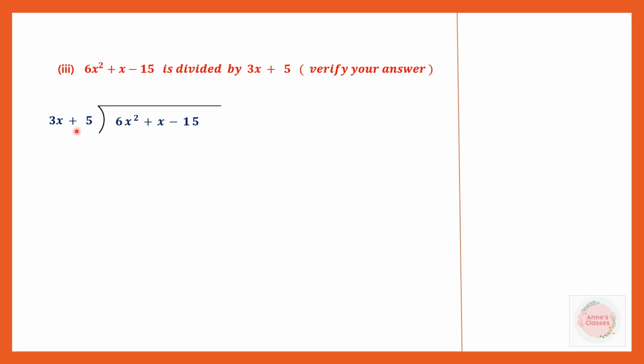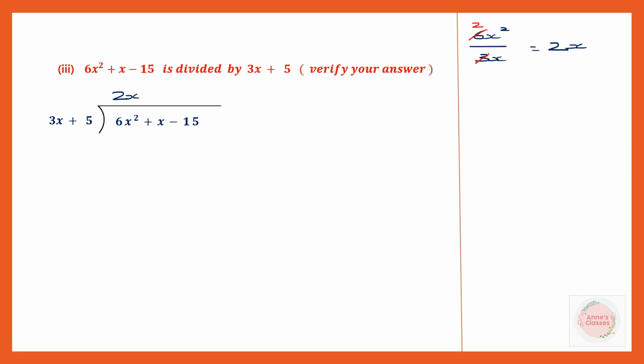First term of the dividend by the first term of the divisor we have to divide. So that means 6x squared divided by 3x. So we can cancel 3 and 6. 3 ones are 3, 3 twos are 6. So here we have 2, then x squared divided by x, that is x to the power of 2 minus 1, which is simply 1, which is 2x. So that we're going to write in the quotient.